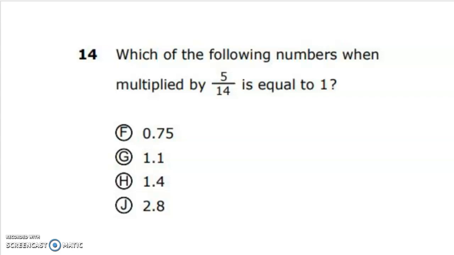Number 14. Which of the following numbers, when multiplied by 5/14, is equal to 1? F. 75/100. G. 1 1/10. H. 1 4/10. J. 2 8/10.